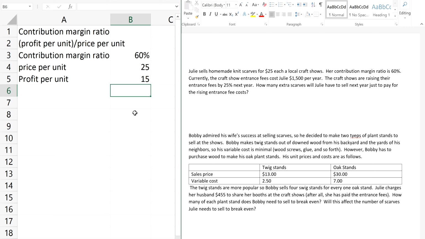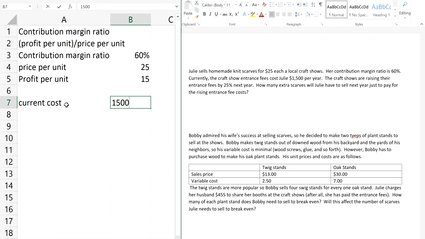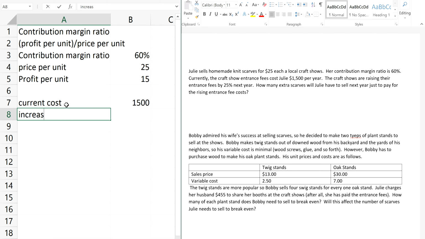And then for the second part of the question, it says how many extra scarves would Julie have to sell next year just to pay for the rising entrance fee cost? So before we can find out how many extra scarves, we need to find out how much this rising entrance fee cost is. The entrance fee would cost 25% more over the $1,500. So the current cost is $1,500, increased by 25%.